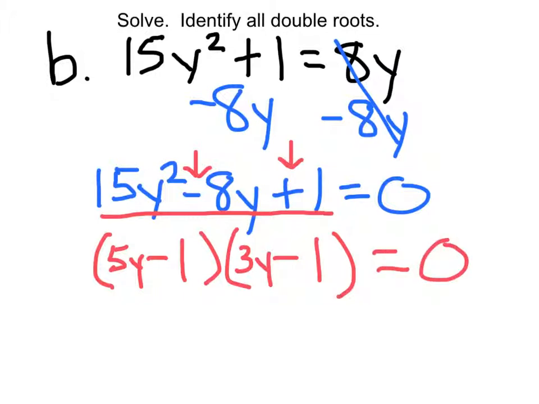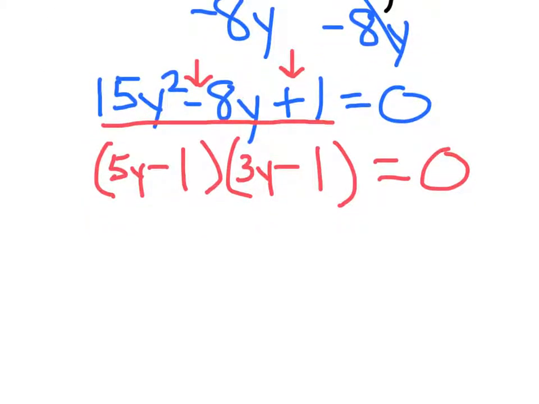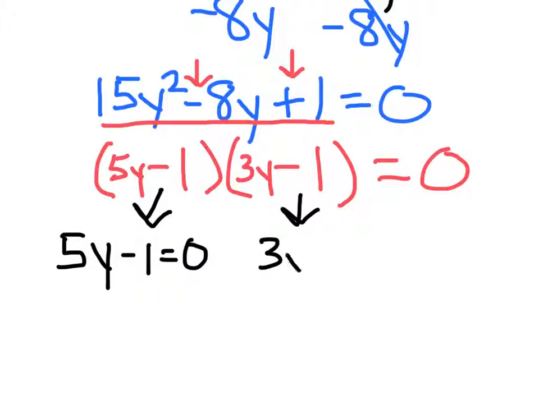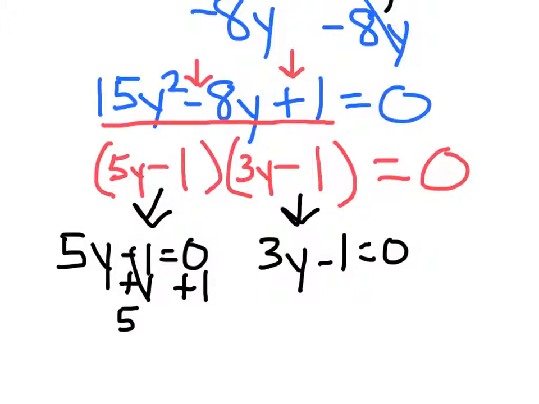Now, the next step is, after I have that left side factored, I need to set each factor equal to 0 and solve it. So I'm going to do 5y minus 1 equals 0, and I'm going to do 3y minus 1 equals 0. So I'm going to add 1 over here, add 1 over here. I have 5y equals 1, divide by 5. Divide by 5, and from this one I get y equals 1/5.